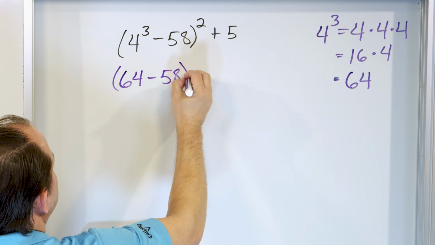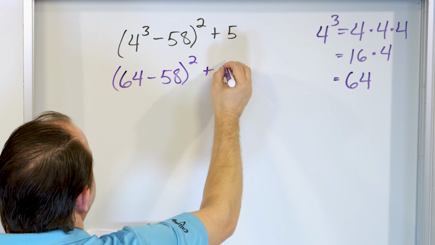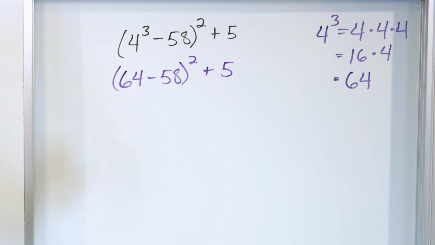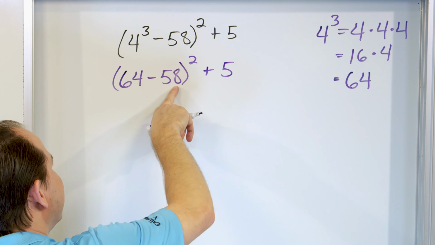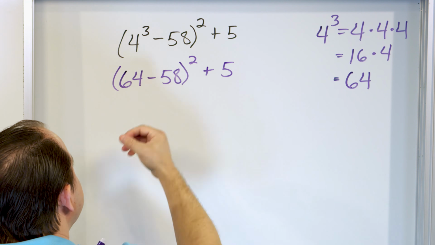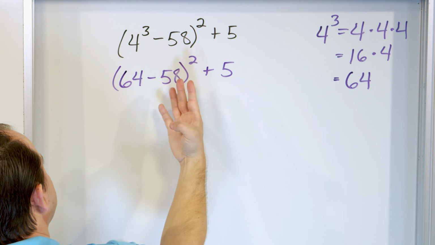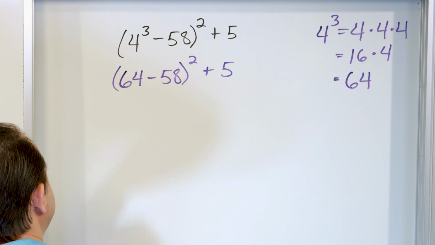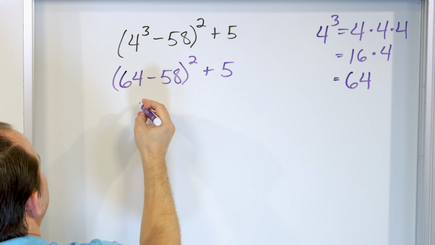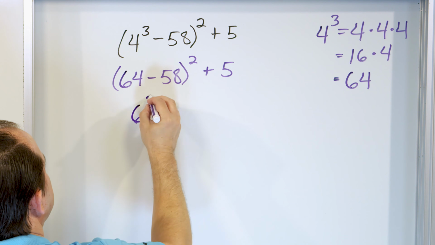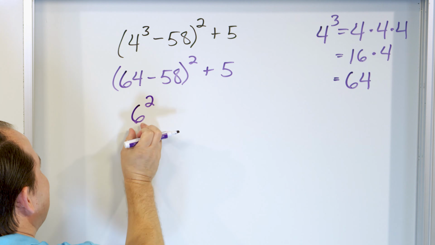Right? We still have the parentheses, we still have the square, we still have the plus 5. Now, it's going to be easier, instead of subtracting, just to count up from 58. 59, 60, 61, 62, 63, 64. That's a difference of 6. So we have to do the subtraction here inside the parentheses. We get a 6.